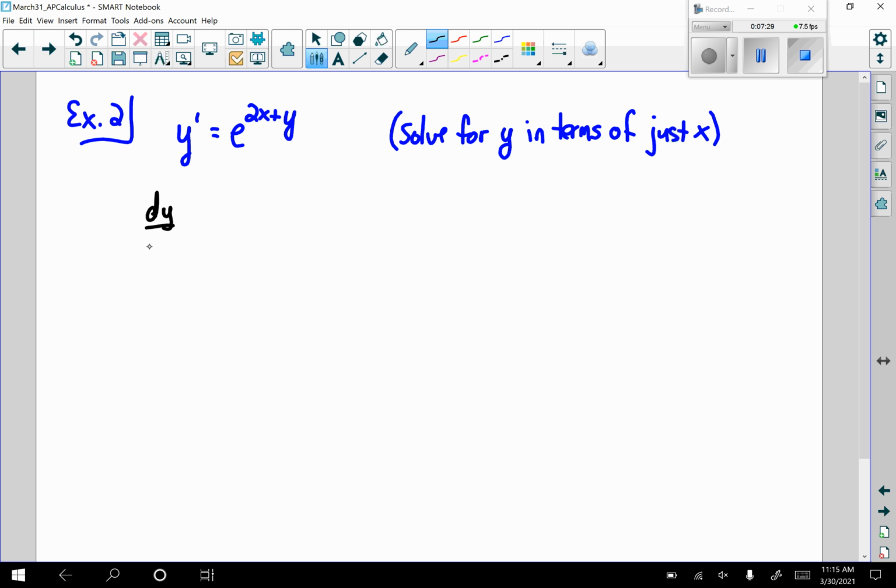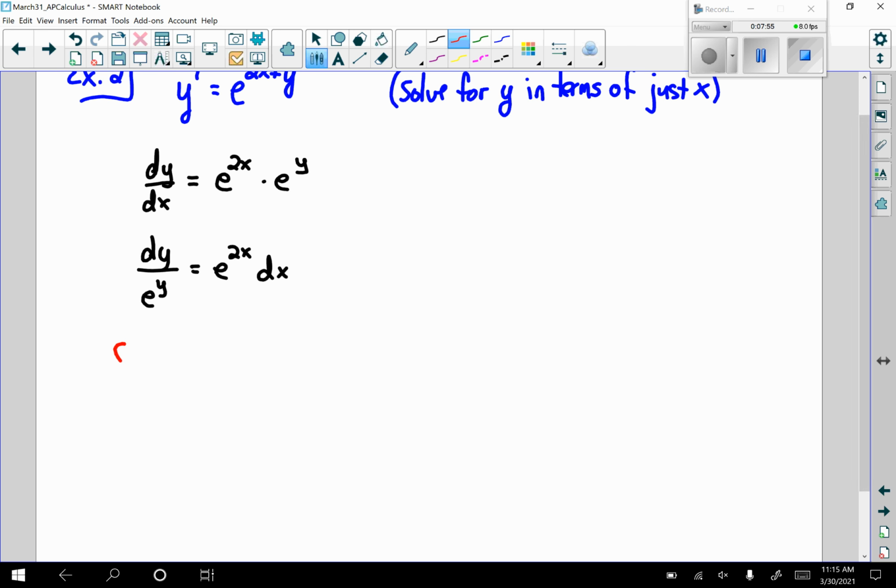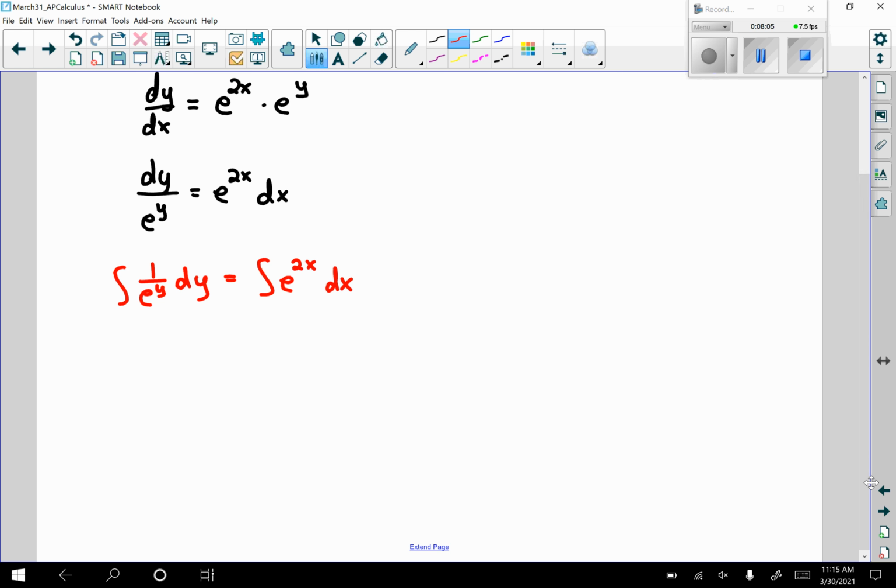So we're going to say this becomes e to the 2x times e to the y. And now I can move everything with a y over to the left side, everything with an x over to the right side. So we're going to get dy over e to the y equals e to the 2x dx. And now we'll integrate both sides. So I'll have the integral of 1 over e to the y dy is going to equal the integral of e to the 2x dx. We could write this as the integral of e to the negative y dy is going to equal the integral of e to the 2x dx.